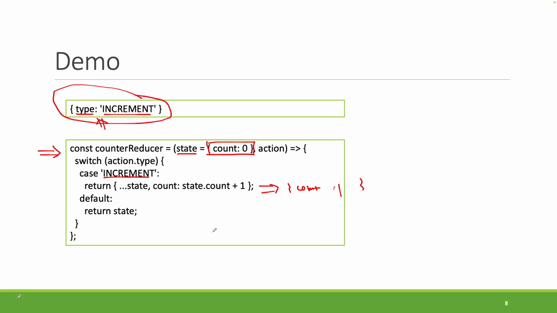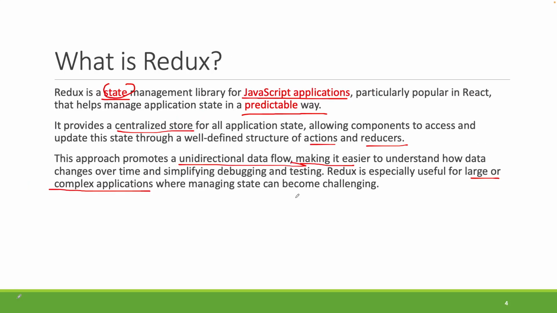Okay. So it's predictable because you give me your current state, okay? You give me the action. It will always produce the same output, okay? Because the count reducer, the reducer is pure. That's why it's called predictable. You don't need to look at the other code. You just take a look at this piece of code. You give me an action, you give me a type, and I will give you a new state. That's why Redux is predictable, okay?